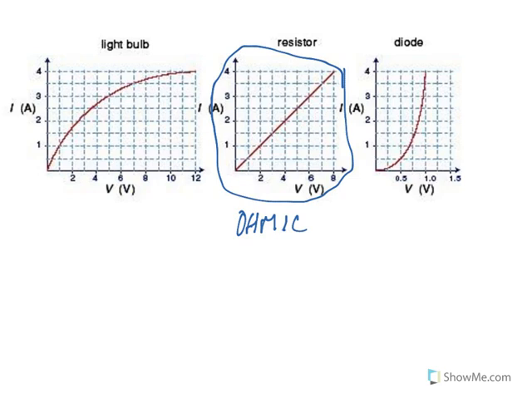Now some of them don't have straight lines, so the light bulb, for example, you can see that it's got a curve. The diode also has a curve. So these two would be called non-ohmic.